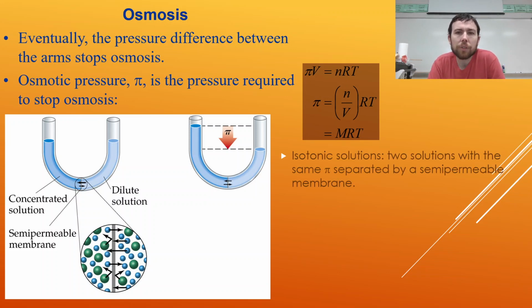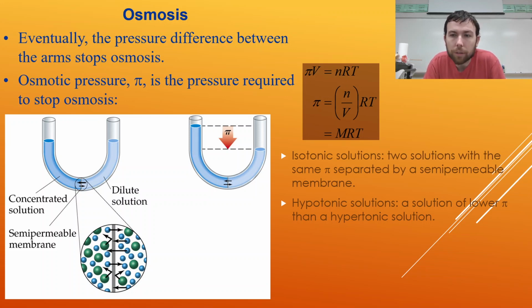Now, when we talk about solutions, like what we're looking at here in this osmotic pressure scenario, you can have isotonic solutions, which means that you have two solutions with the same osmotic pressure separated by a semi-permeable membrane, right? Now, you can have hypotonic solutions. What that's going to communicate is that you have a solution that has a lower osmotic pressure than a hypertonic solution, right? So hypotonic means that it has a lower concentration, and conversely, a lower osmotic pressure.